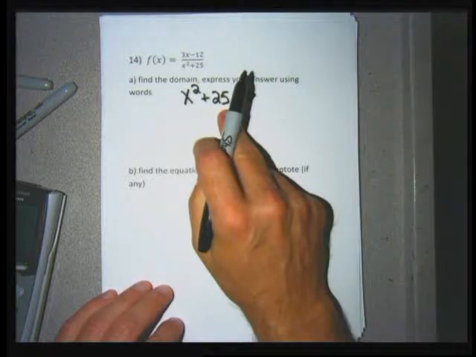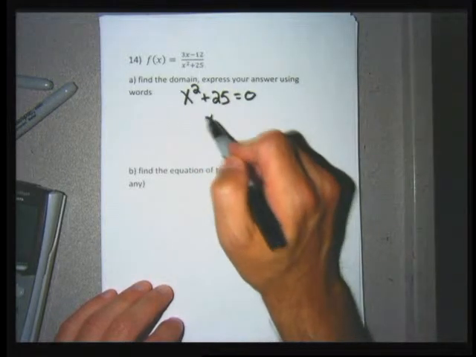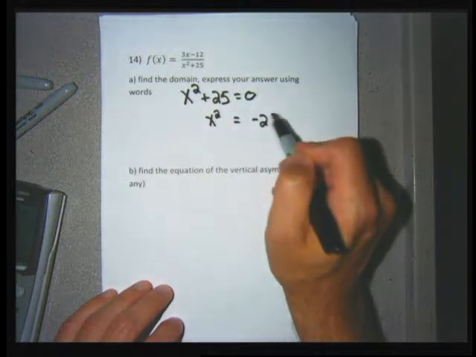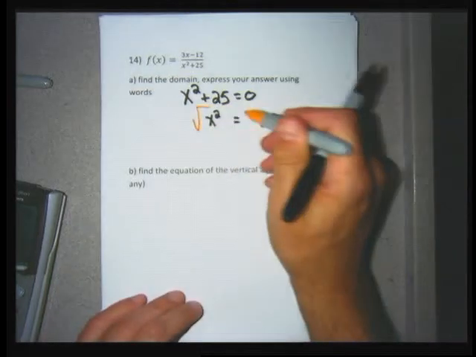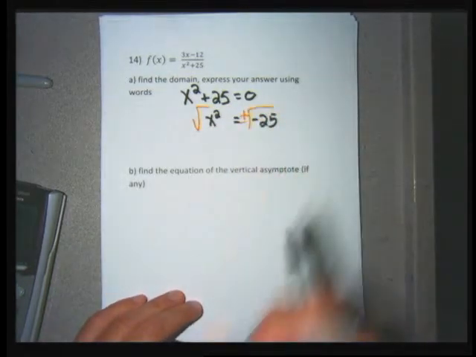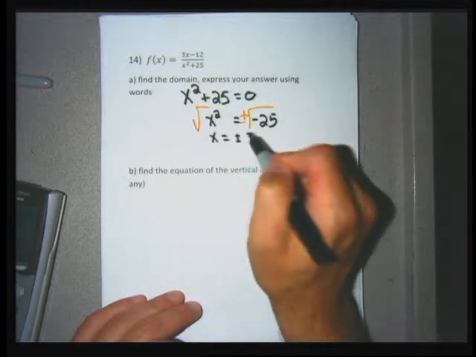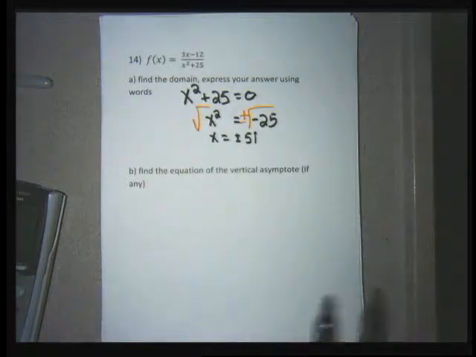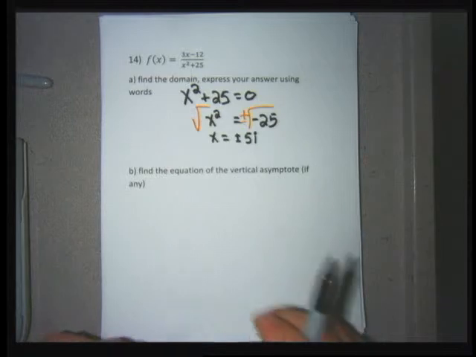X squared plus 25 is prime because it's a sum of squares. So I'm going to solve it with square roots by subtracting 25 from both sides and getting x squared equals minus 25, and then going square root plus or minus square root. And this gives me x equals plus or minus 5i. So I wouldn't be necessarily wrong to say the domain is all real numbers except plus or minus 5i.